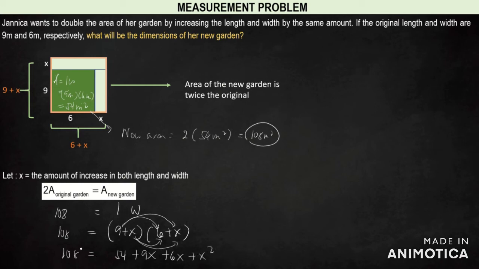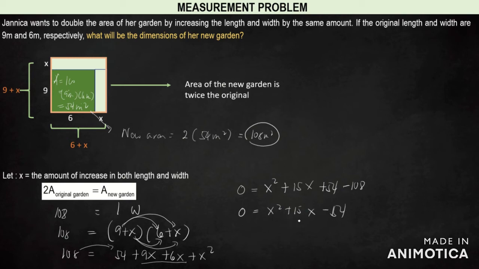And then, we transpose this to the right side. So, what's left on the left side is 0. 0 is equal to x squared plus, combining like terms, 15x. Then we have plus 54. Okay, transposing 108 to the right side becomes negative 108. So, what we have now is 0 is equal to x squared plus 15x minus 54.